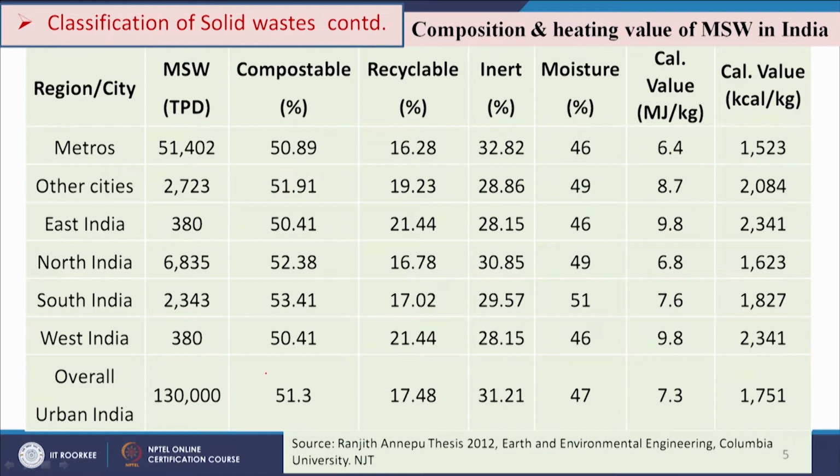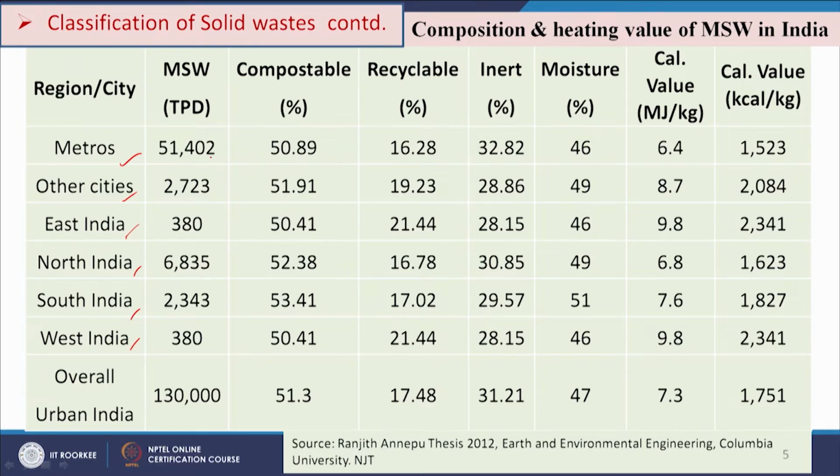Here we will see the source of MSW from different parts of the country and their composition and some characteristics, like metro cities and other cities, East India, North India, South India, West India and overall urban India. If we classify these and look at the municipal solid waste, their concentration of different types of materials will be different and their properties will also be different, particularly the heating value and moisture content.